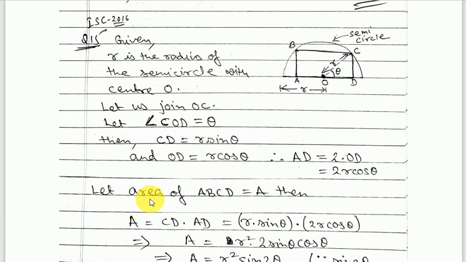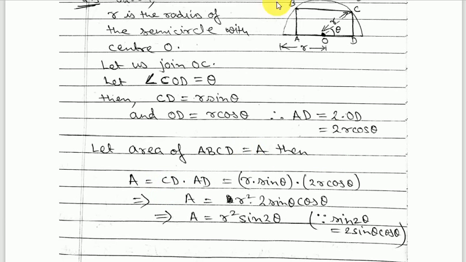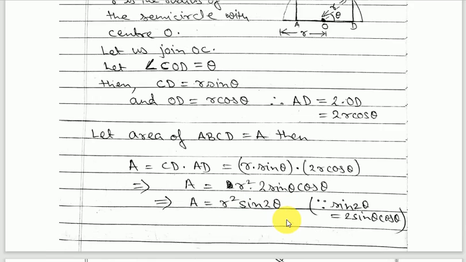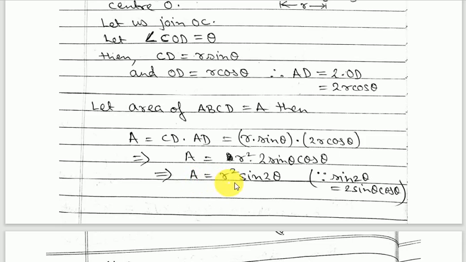Now the area of the rectangle ABCD will be A, and that A will be length into breadth. So here r sin theta into 2r cos theta. So it becomes r square into 2 sin theta cos theta. In class 11 you have learned that 2 sin theta cos theta is nothing but sin 2 theta. So I got the area in terms of a single variable, and that single variable is theta.